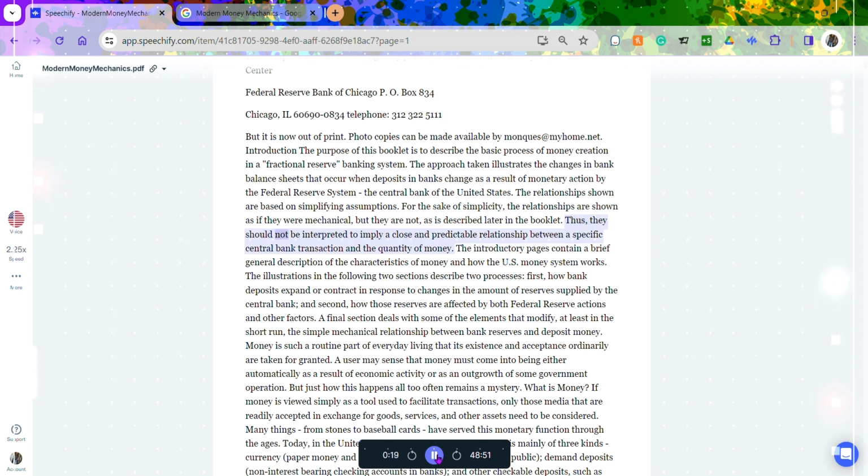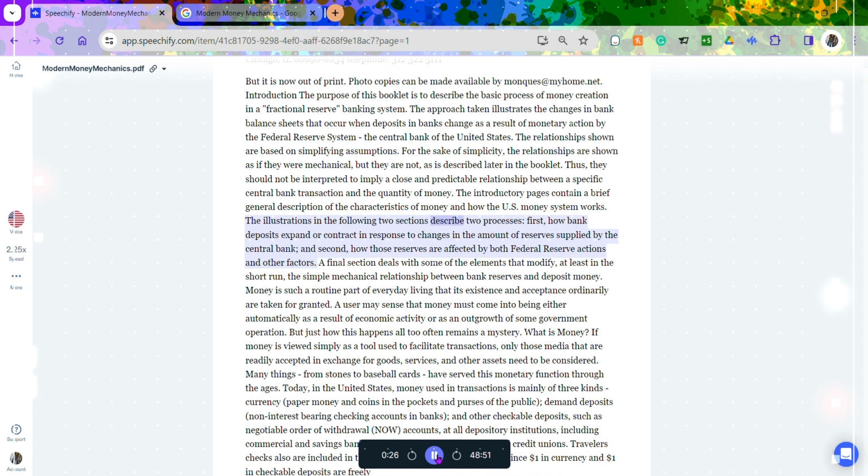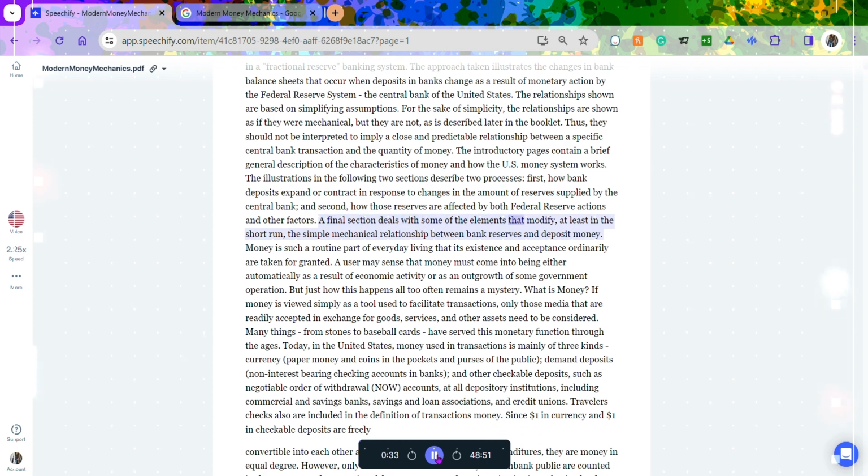Thus, they should not be interpreted to imply a close and predictable relationship between a specific central bank transaction and the quantity of money. The introductory pages contain a brief general description of the characteristics of money and how the U.S. money system works. The illustrations in the following two sections describe two processes. First, how bank deposits expand or contract in response to changes in the amount of reserves supplied by the central bank, and second, how those reserves are affected by both Federal Reserve actions and other factors. A final section deals with some of the elements that modify, at least in the short run, the simple mechanical relationship between bank reserves and deposit money.